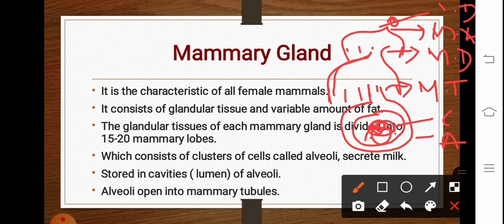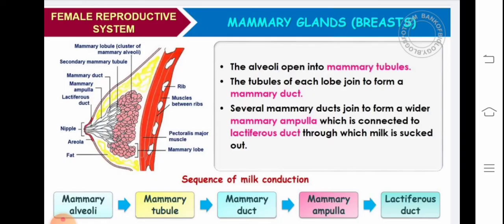So initially, milk is stored in the alveoli lumen. Agree? Later on this milk will be passed through mammary tubules. Several mammary tubules join together to form mammary ducts. Several mammary ducts join together to form the mammary ampulla, and later the mammary ampulla opens into the lactiferous duct through which milk is released out. Clear? I'll show the picture of the mammary gland so it will be clear.